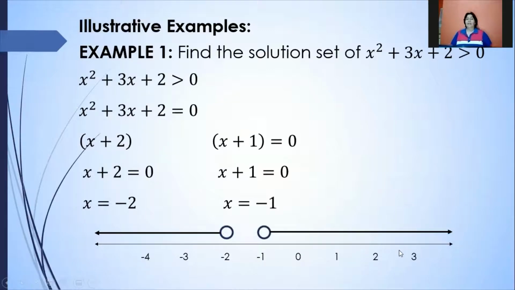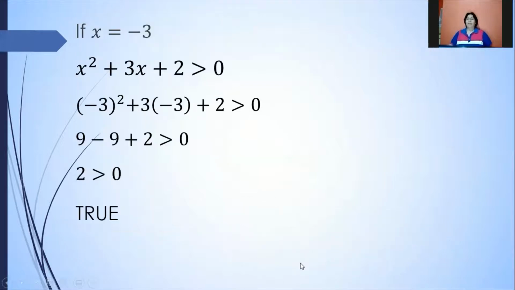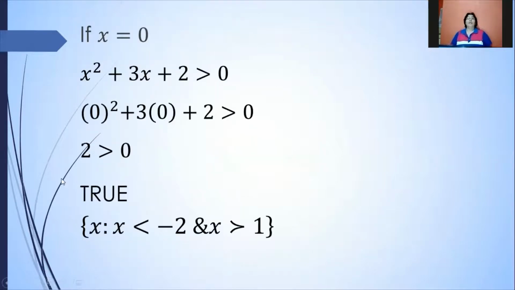Let us choose a number to test if that is correct. Let us choose x equal to 0. Okay. If x is equal to 0, x squared plus 3x plus 2 is greater than 0. Substitute the value 0. 0 squared is equal to 0, plus 3 times 0 is equal to 0.